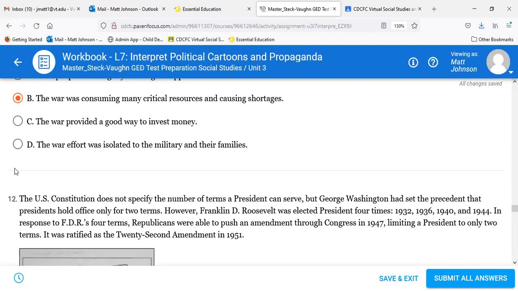In response to FDR's 4 terms, Republicans were able to push an amendment through Congress in 1947, limiting a president to only 2 terms. It was ratified as the 22nd Amendment in 1951. So yeah, there was never any legislation. It was just, hey, once Washington had served 2 terms, that had been the tradition. If you served 2 terms, you would retire after that. But FDR was like, I want to keep going.